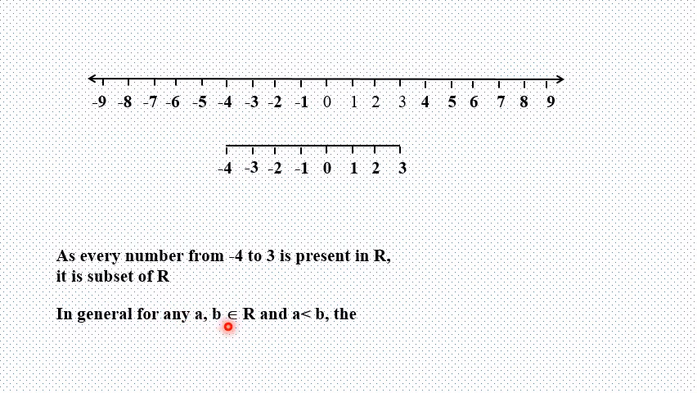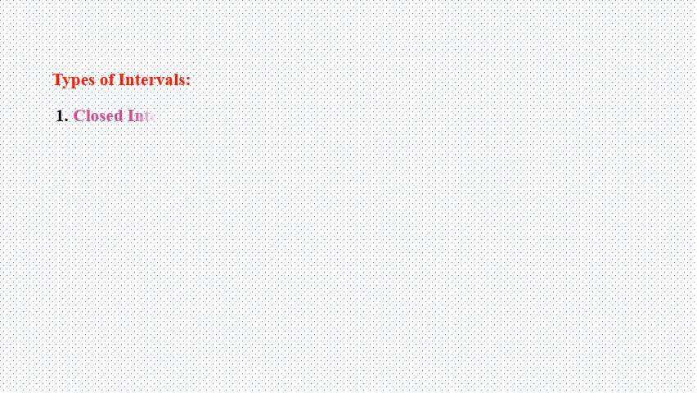Now, in general, for any a and b belonging to R with a less than b, the numbers from a to b are called an interval. Once again I repeat, for any a and b belonging to R and a less than b, the numbers from a to b are called an interval. For example, minus 4 is less than 3, so minus 4 to 3 is called an interval. So, types of intervals.